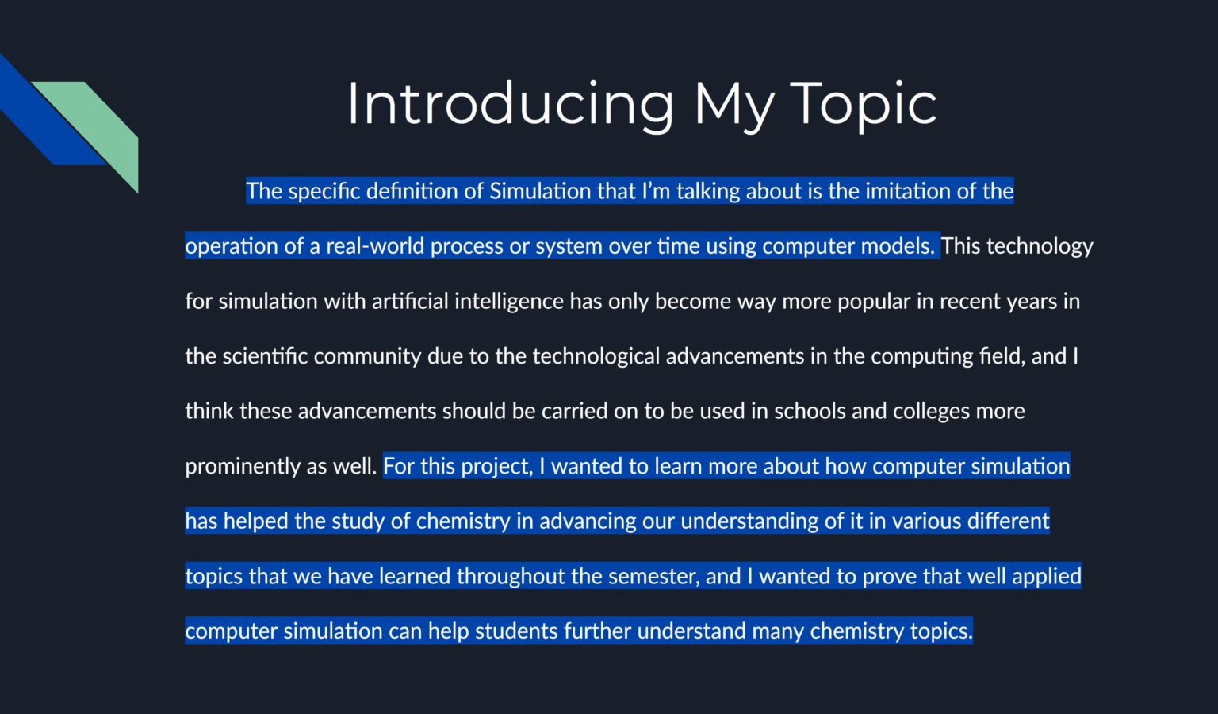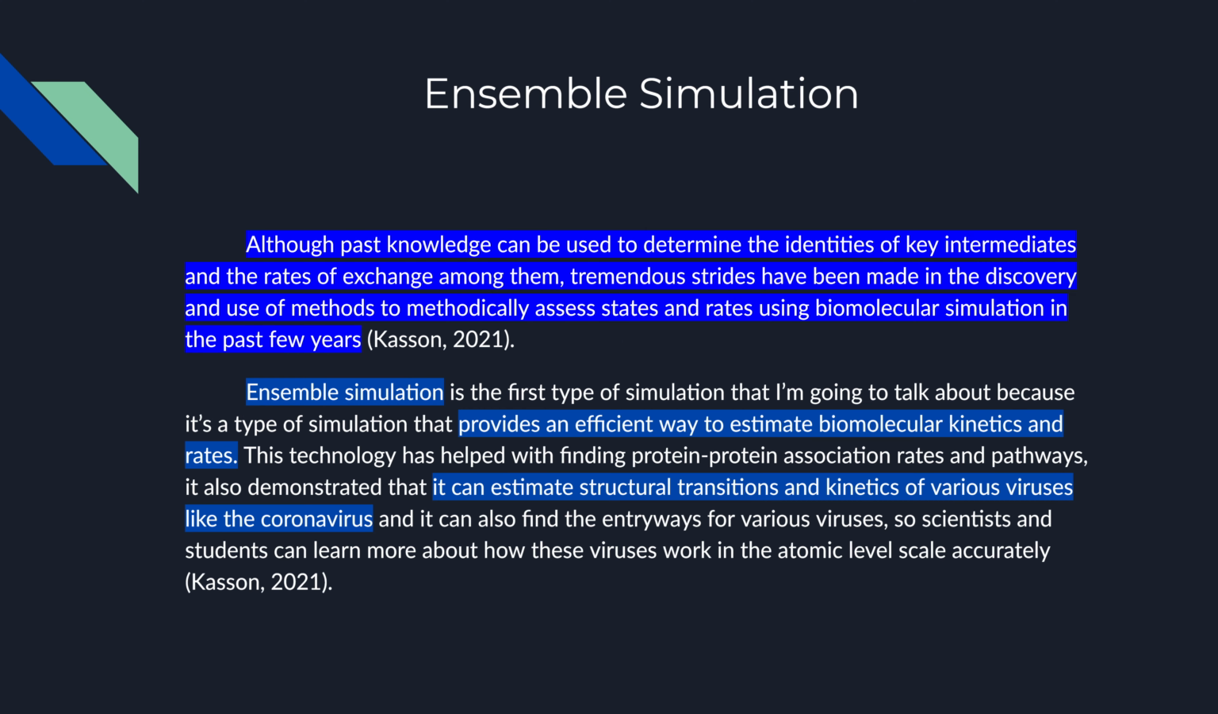Introducing my topic, the specific definition of simulation that I'm talking about is the imitation of the operation of a real-world process or system over time using computer models. For this project, I wanted to learn more about how computer simulation has helped the study of chemistry and advancing our understanding of it in various different topics that we have learned through the semester. And I wanted to prove that well-applied computer simulation can help students further understand many chemistry topics.